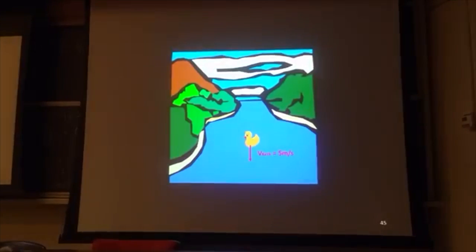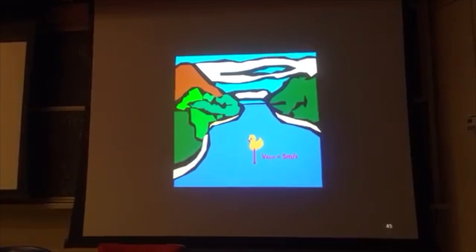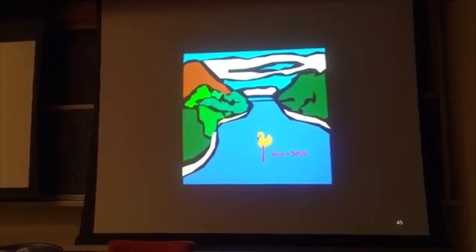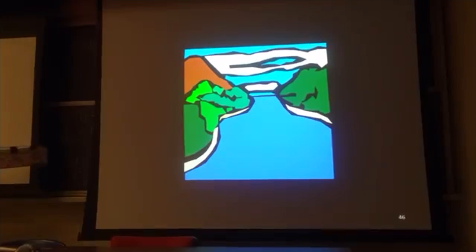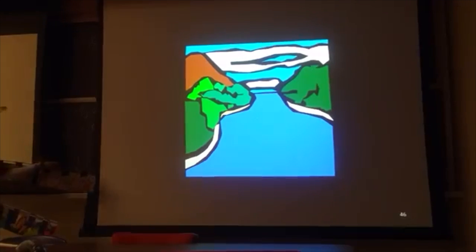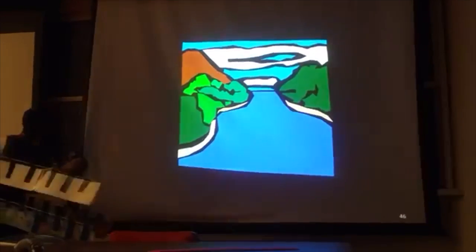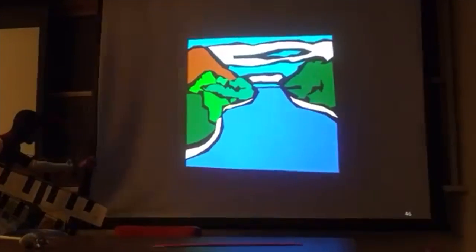So what happens if you take that duck and just put it in a little pool that has its own splashes? Okay, I'm not sure where the duck went. I think it went down the water.